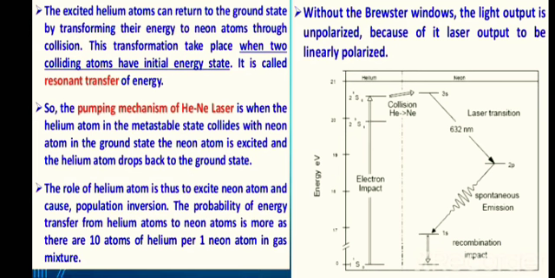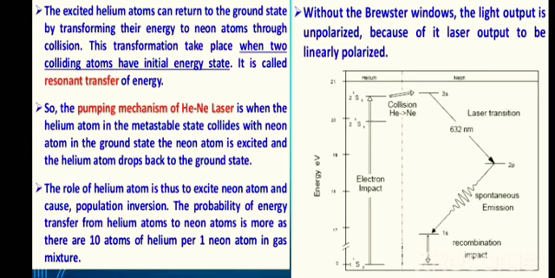So, the pumping mechanism of the helium neon laser is when the helium atom in the metastable state collides with the neon atom in the ground state. The neon atom is excited and the helium atom drops back to the ground state. The role of the helium atom is thus to excite the neon atom and cause population inversion. The probability of energy transfer from helium to neon atoms is high as there are 10 atoms of helium per 1 atom of neon in the gaseous mixture.